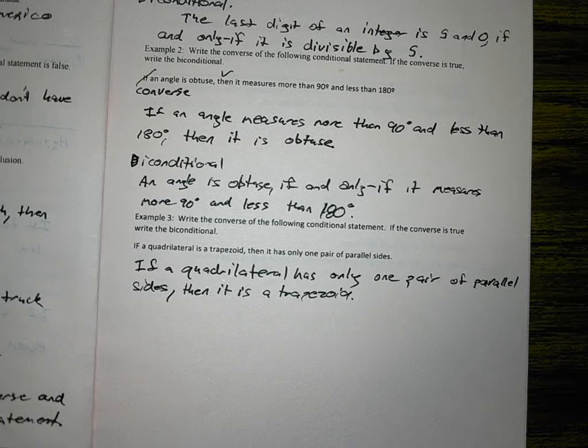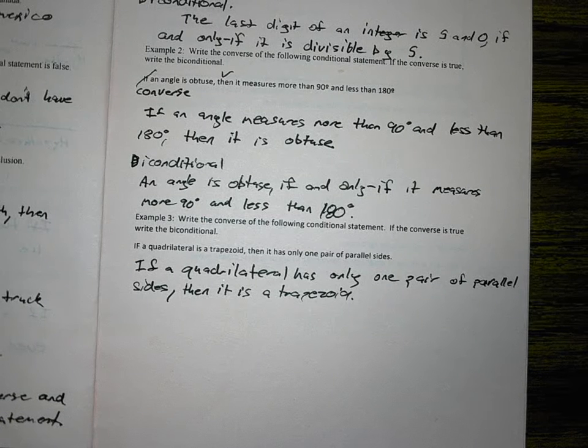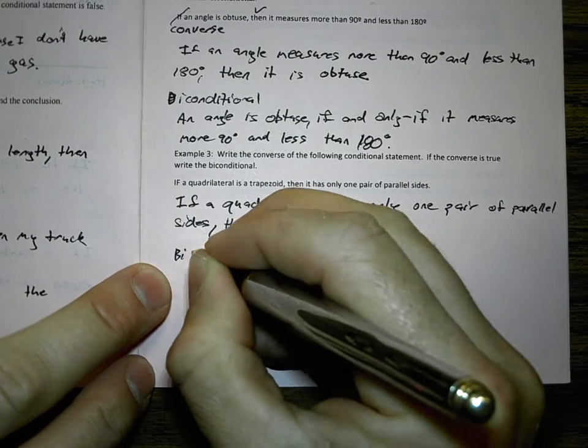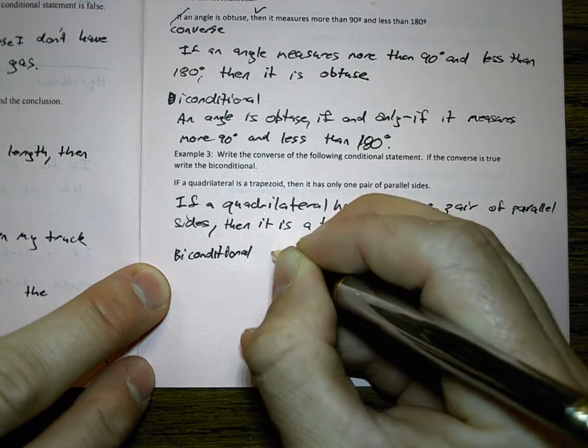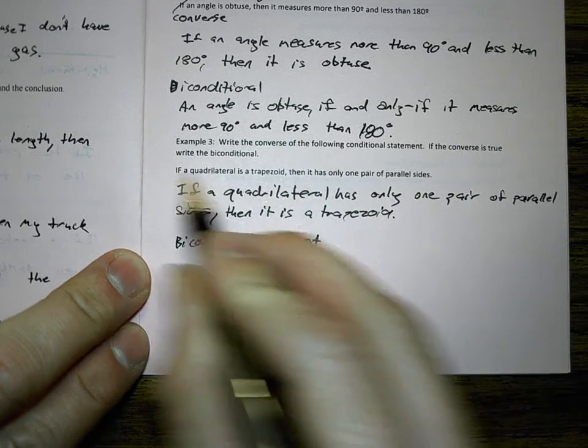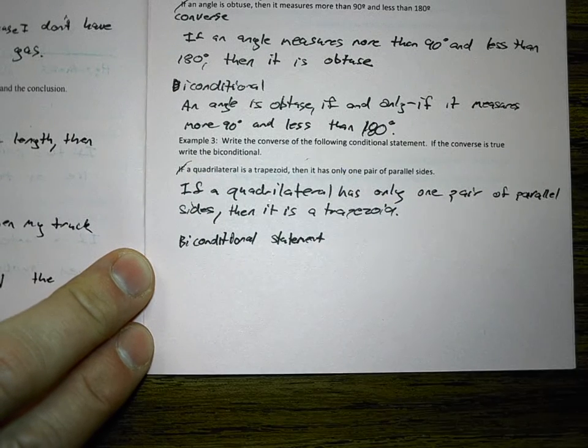What statement do we write if the original conditional statement is true and the converse is true? What are we learning about today? I get to write the biconditional statement. Because these are both true, I get to write the biconditional statement. The biconditional statement is the same as the original, just drop the if, replace then with if and only if.